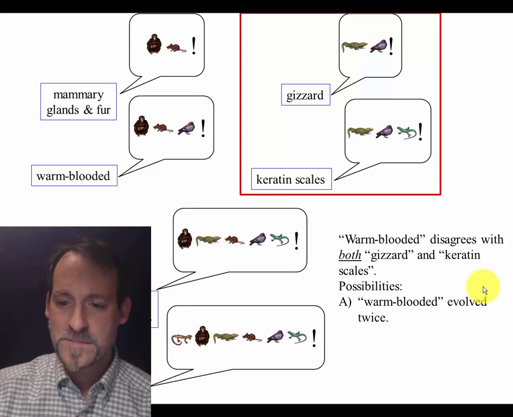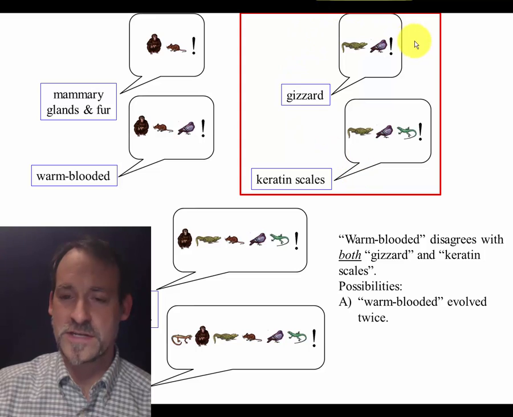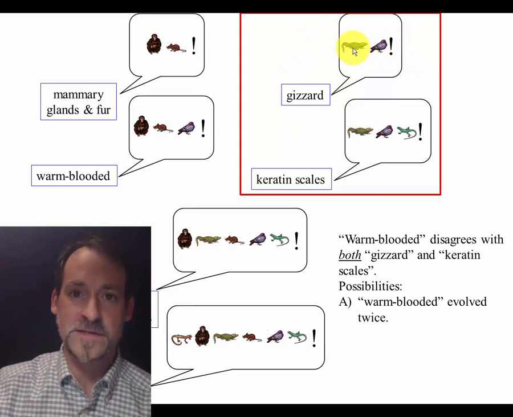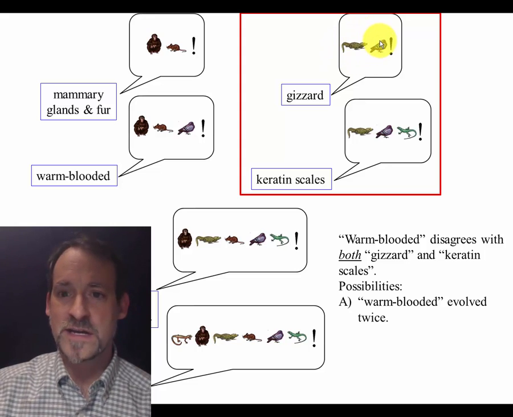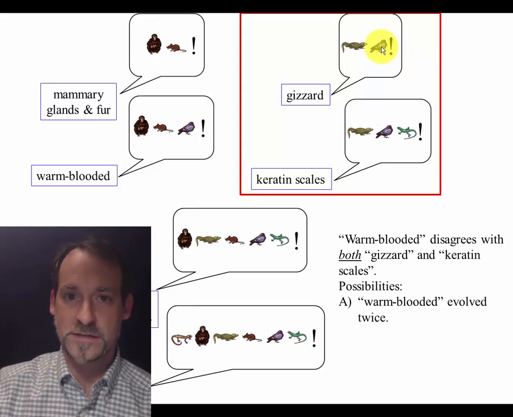Okay, one is that this is the true evolutionary history over here. Really, the pigeon is more closely related to the crocodile than it is to anything else. But after it split off from the crocodile, it evolved to be warm-blooded. And so that's why it ends up looking like it belongs in this group over here.